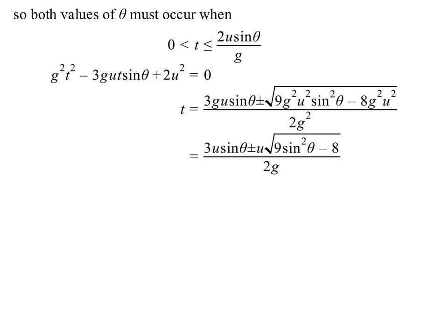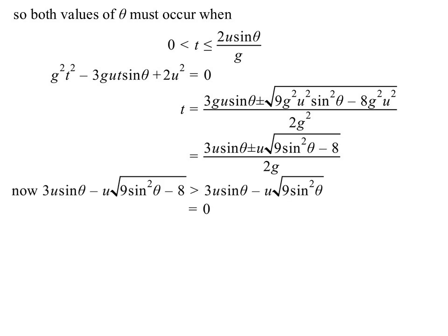I've got 3u sine theta plus u, okay. I know that 3u sine theta minus u times the square root of 9 sine squared theta minus 8 must be bigger than 3u sine theta minus u the square root of 9 sine squared theta. So I do know both times are greater than 0. Because clearly if I add this on, it's going to be positive. But what I'm now saying is, well, if I subtract it, it's going to be greater than 0 as well.